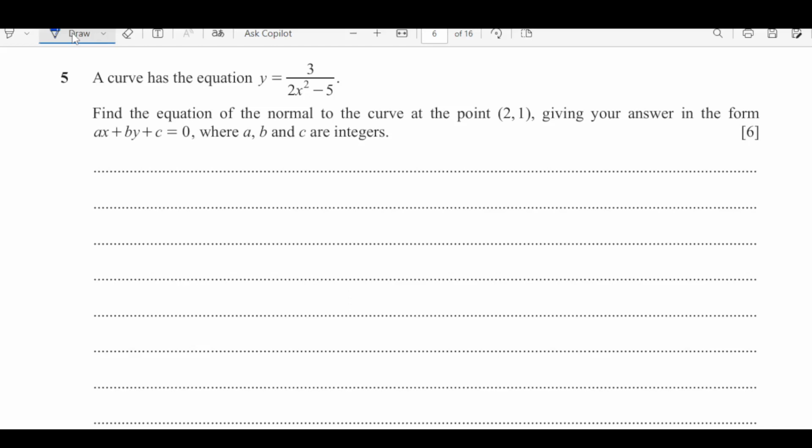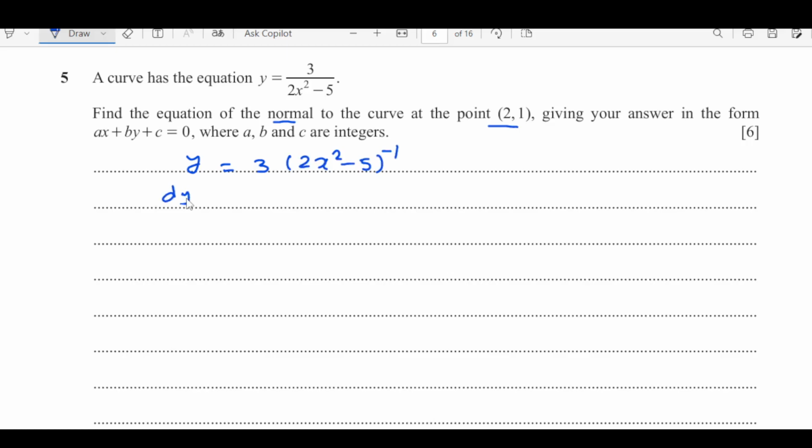So, question number 5, we have a curve with the equation y equals 3 over 2x squared minus 5. Find the equation of the normal to the curve at point (2, 1). Give your answer in this form. So, let us take the equation first. I can rewrite it as 3 times (2x squared minus 5) to the power minus 1.